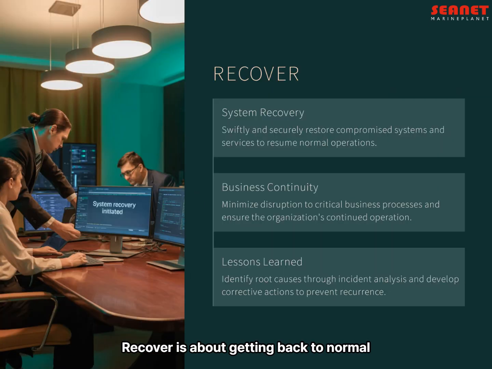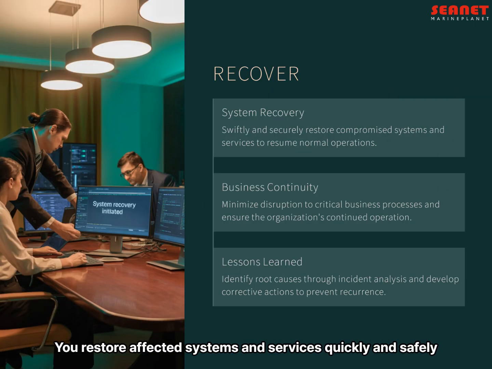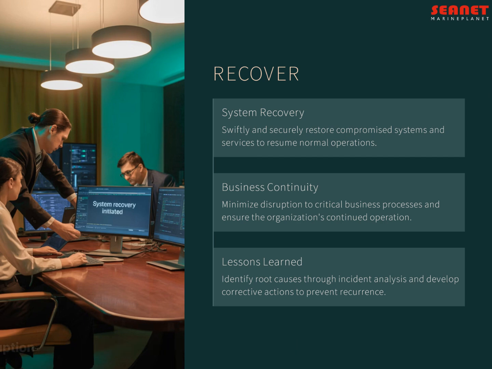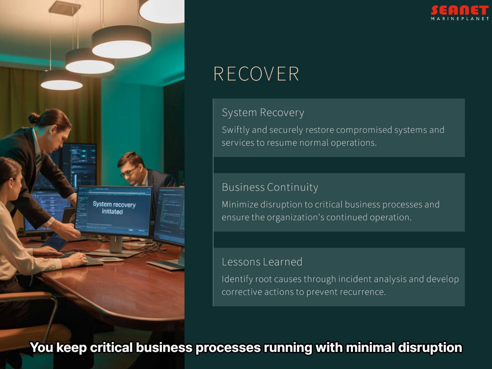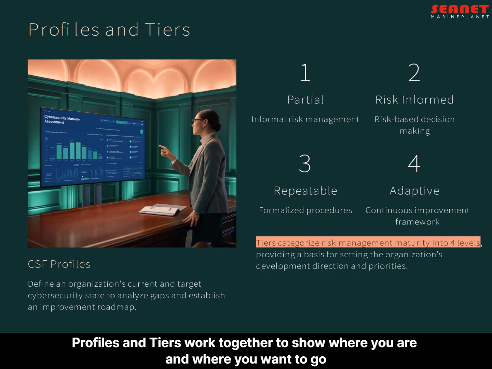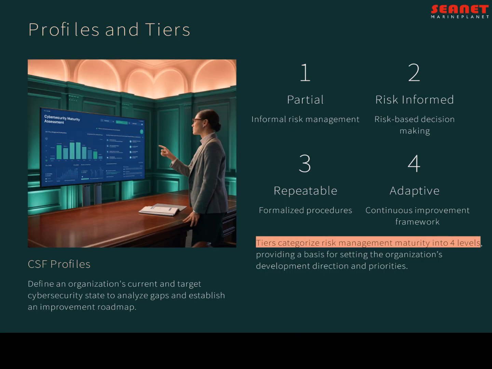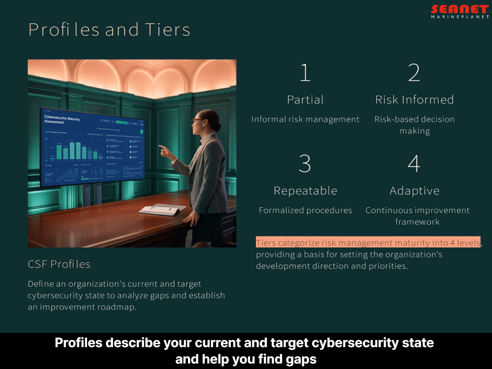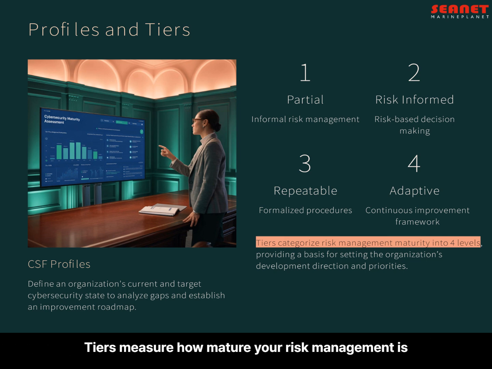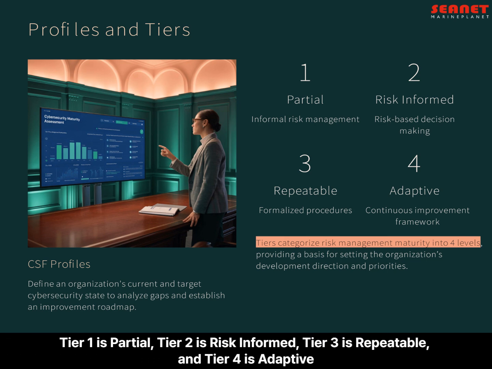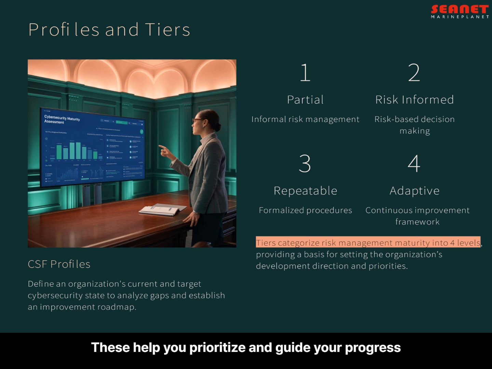Recover is about getting back to normal. You restore affected systems and services quickly and safely. You keep critical business processes running with minimal disruption. And you learn from incidents to prevent them from happening again. Profiles and tiers work together to show where you are and where you want to go. Profiles describe your current and target cybersecurity state and help you find gaps. Tiers measure how mature your risk management is. Tier 1 is partial, Tier 2 is risk-informed, Tier 3 is repeatable, and Tier 4 is adaptive. These help you prioritize and guide your progress.